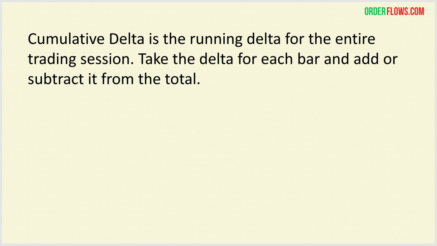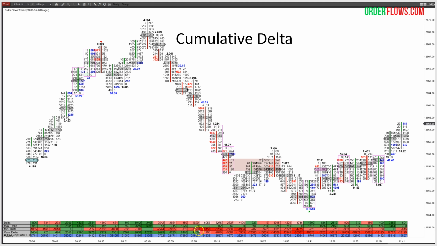Now, cumulative delta is the running delta for the entire trading session. It takes the delta for each bar and adds or subtracts it from the total. So you can see here, I don't usually use it, but what you're looking for: cumulative delta is positive, then it turns negative, and it's negative for the rest of this chart. Right in here is the middle where it turned negative, and people think, hey, we just turned from positive to negative. But you could go positive, negative over the next 10 bars. It can change 4 or 5 times.